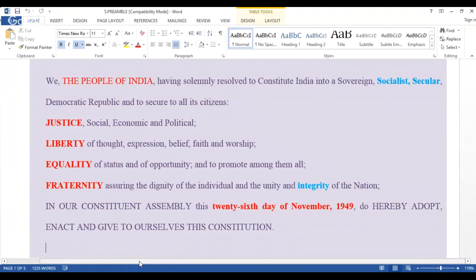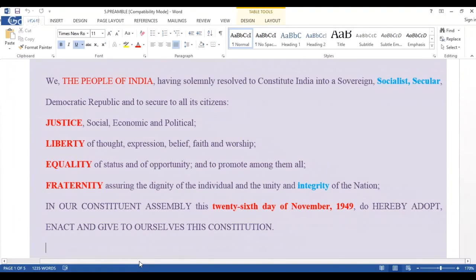Clear? The Constitution, of course, the preamble is a part of the Constitution, there is no doubt. But when it comes to exclusively the preamble, it has been amended one time so far. And in that amendment, we have added three words. Clear? And these three words were socialist, secular, integrity. Am I clear? And what was the amendment? Through the 42nd Amendment. So we have added all this. Am I clear? Next, let's go ahead.